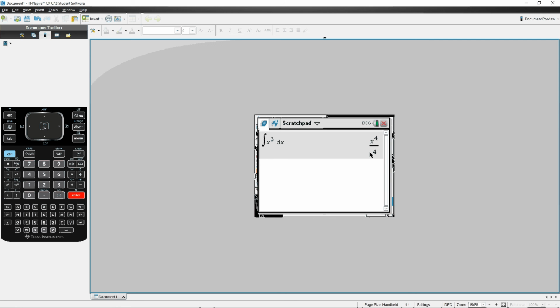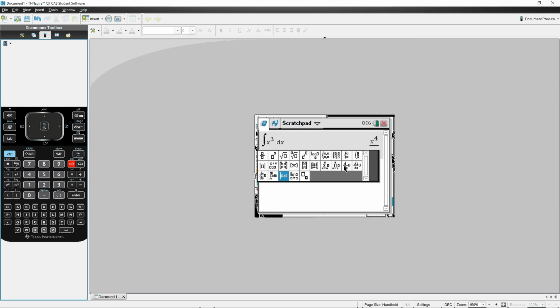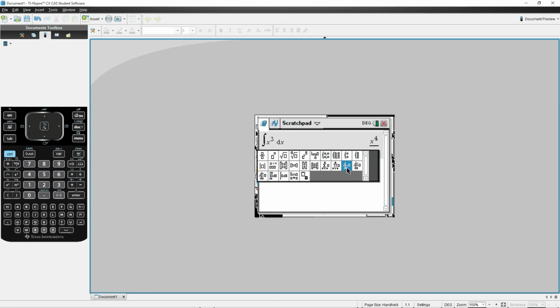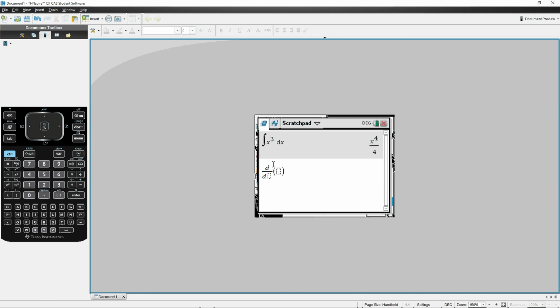Taking a derivative is just as simple. You click on this d by d something operator, and you indicate the variable you want it to be differentiated with respect to, and then we can immediately see that the calculator can find the derivative symbolically.